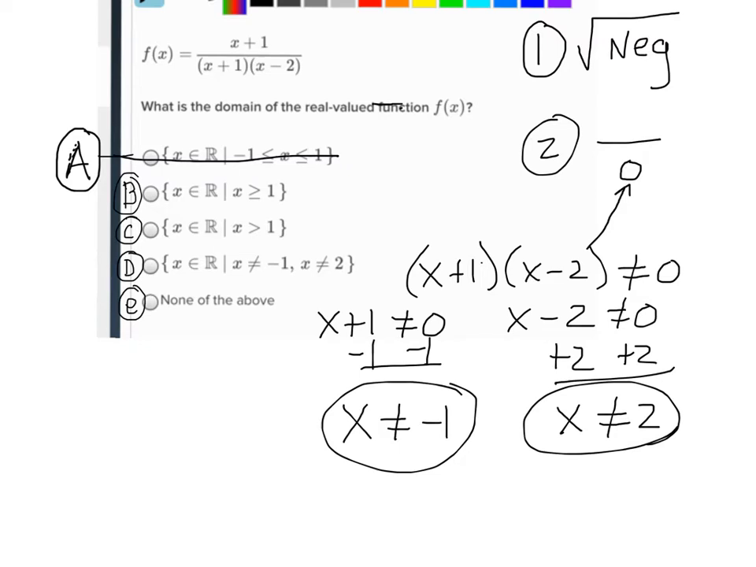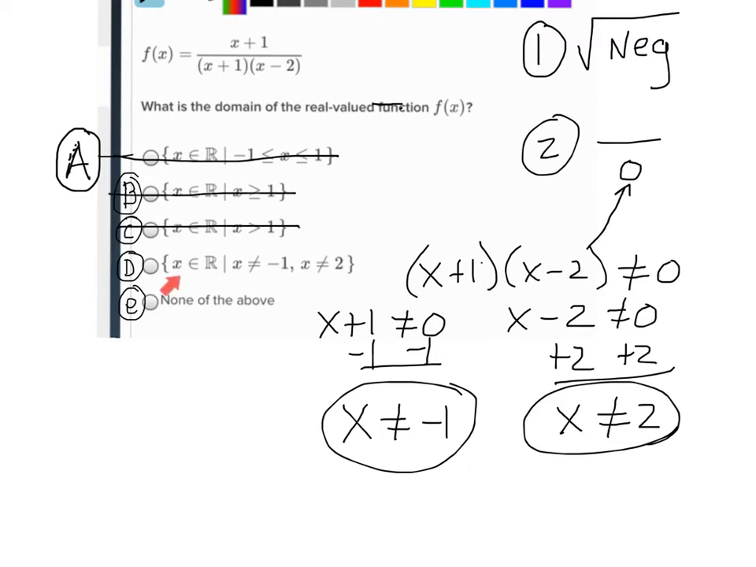B says x can be any real number. That's what this R is, real number. X can be any real number as long as x is bigger than or equal to 1. Well, we're saying the only two things it can't be is negative 1 and positive 2. It can be anything else. Well, that's not the same as what B or C are saying.